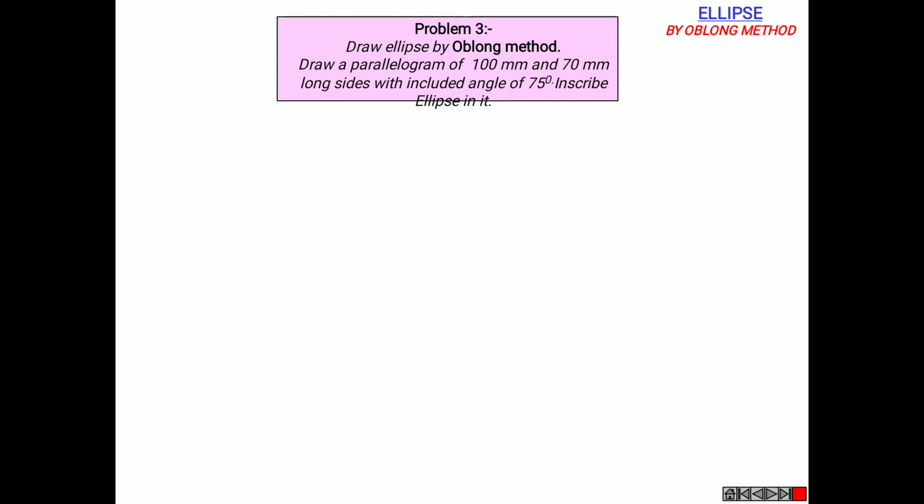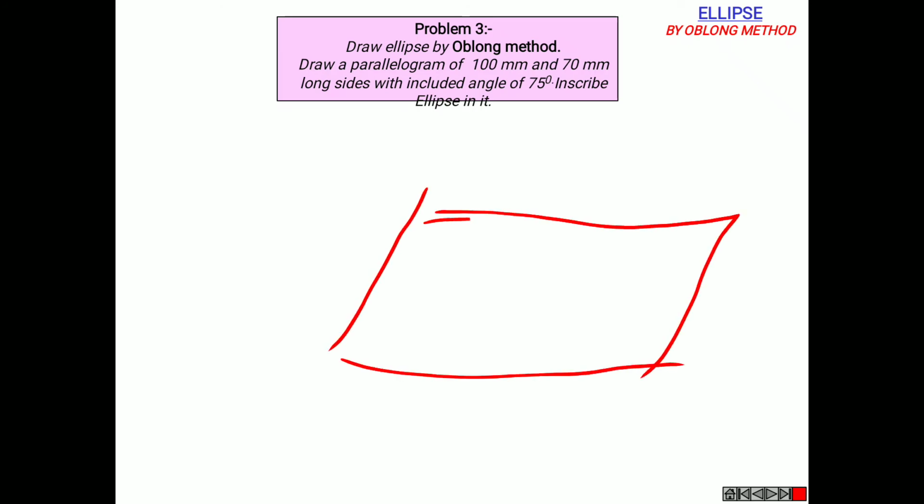Draw a parallelogram of 100 mm and 70 mm long sides with included angle of 75 degrees. Inscribe ellipse in it. So this is the question. What's the question? Draw ellipse by oblong method. Draw a parallelogram of, do you know the parallelogram? It looks in this way. So this is a parallelogram.